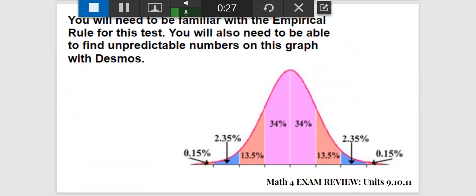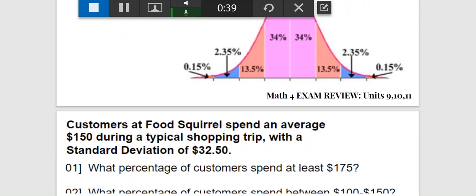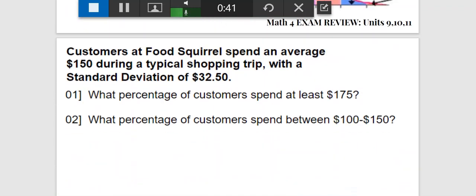All right, you will need to be familiar with this guy right here because you're going to be asked about pieces and parts of this. For instance, customers at Food Squirrel, not to be confused with Food Lion, spent an average of $150 during a typical shopping trip. That is their mean, and the standard deviation is $32.50.